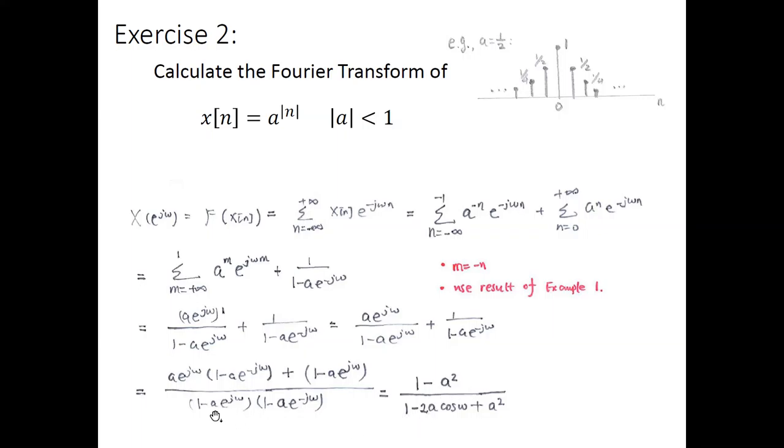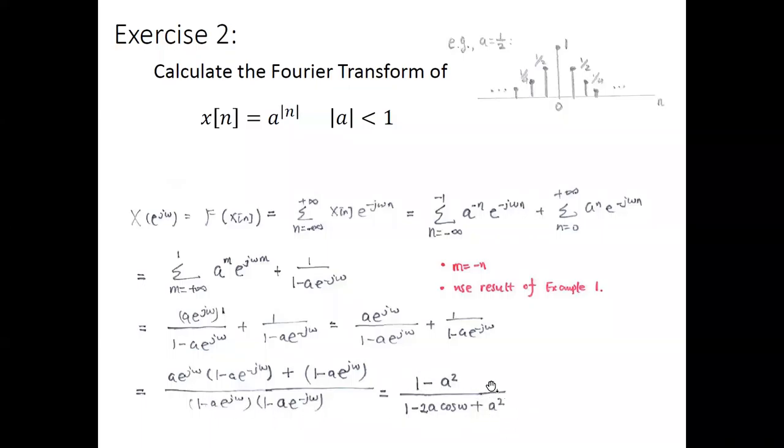For the denominator, we can expand the polynomial. So one times one is one. Then from the second and third terms, we have a minus sign first. And then what is left is a times exponential j omega plus exponential minus j omega. Applying the corollary of Euler's formula, exponential j omega plus exponential minus j omega is two times cosine omega. So minus 2a cosine omega. And the last term, minus minus becomes plus, plus a square. And the exponentials just cancel each other.